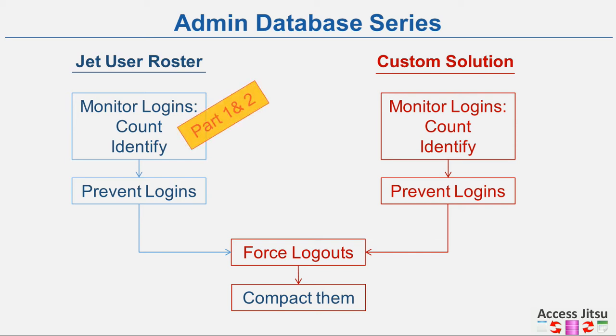Along the left, in parts 1 and 2, we use the Jet user roster to count and identify users of the other databases that we want to monitor. And in part 3, we use the Jet connection control to prevent users from logging in so that we can perform maintenance functions. In part 4, we used a custom solution to count and identify users of the databases that we want to monitor.